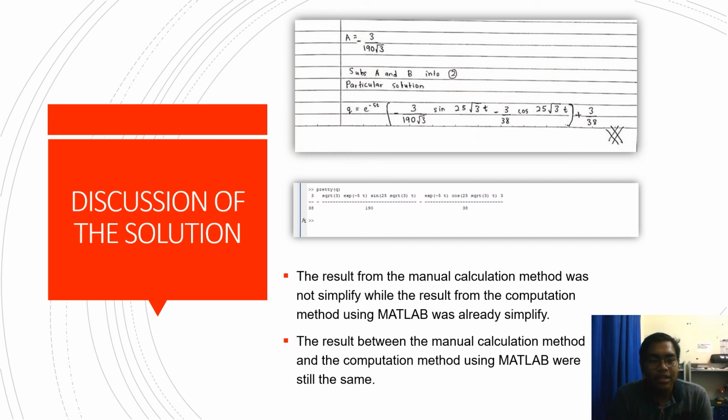Next is the discussion of the solution. As you can see, the first picture is the solution for manual calculation, and below it is the picture of the computation method. The result from the manual calculation method was not simplified, while the result from the computation method using MATLAB was already simplified. The result between the manual calculation and the computation method using MATLAB is still the same.